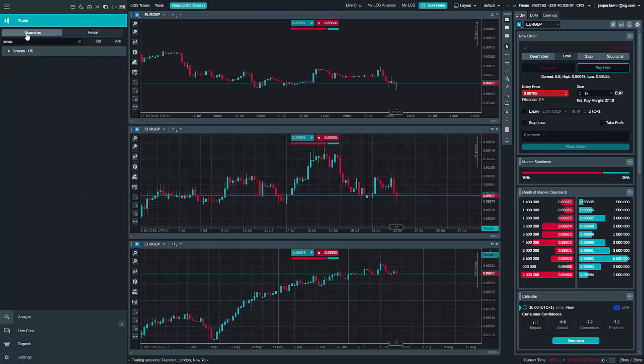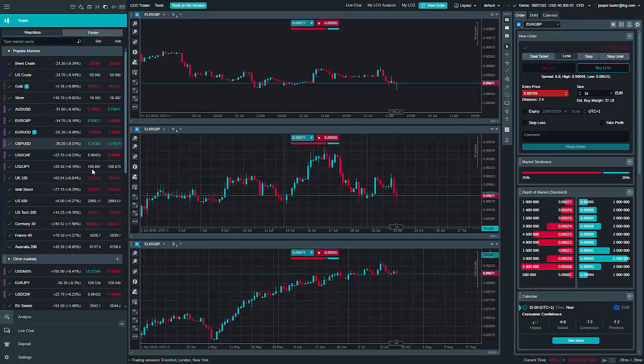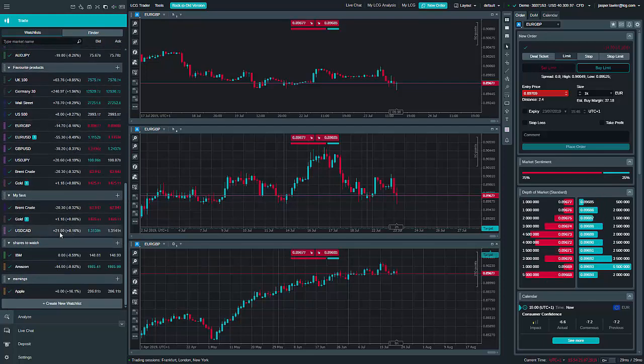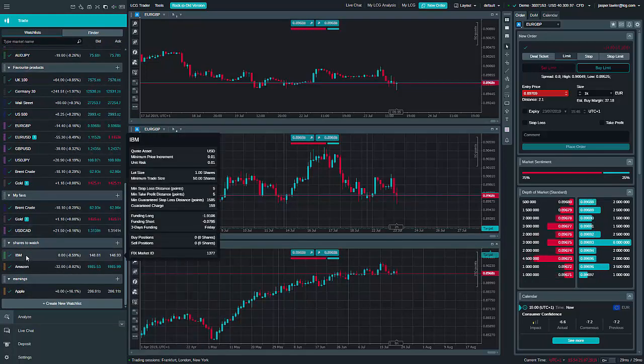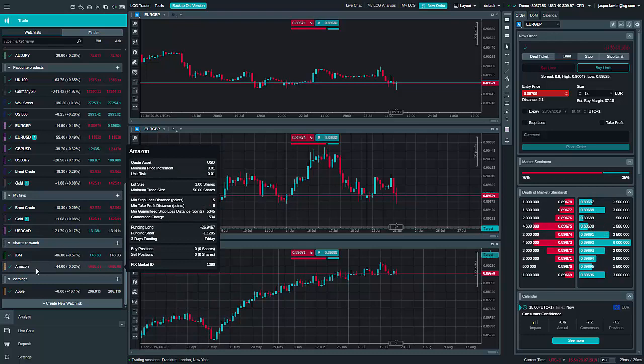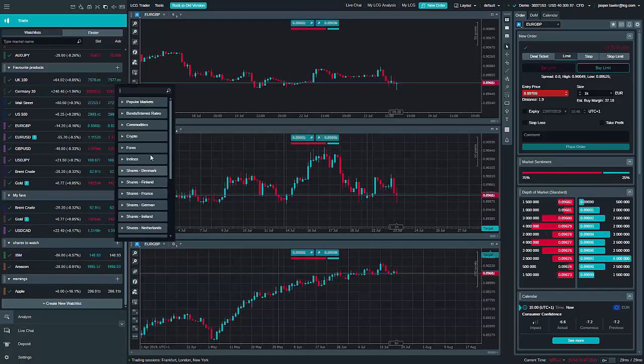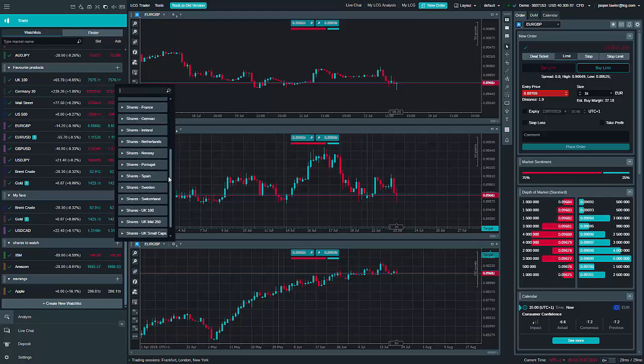Now, if we go to our watch lists and scroll down, here's our shares to watch, and we've not only got IBM, but we've got Amazon in there now. And if you wanted to add more, you could just click plus, and you could add any of these different asset classes. Obviously under shares to watch, you want to add some different shares, maybe from one of these various markets that we offer.